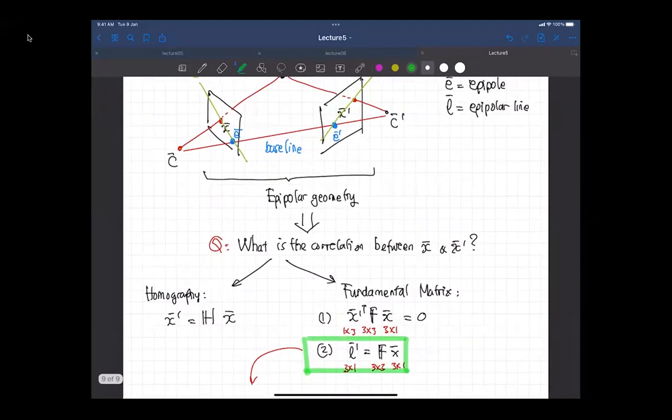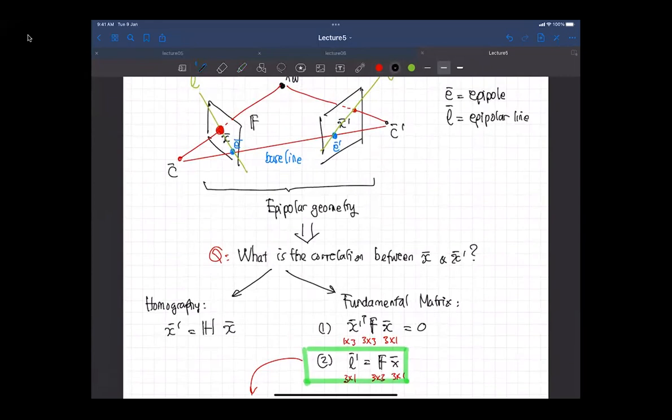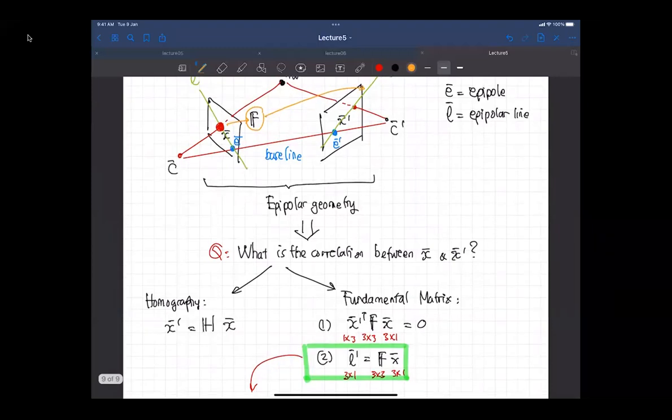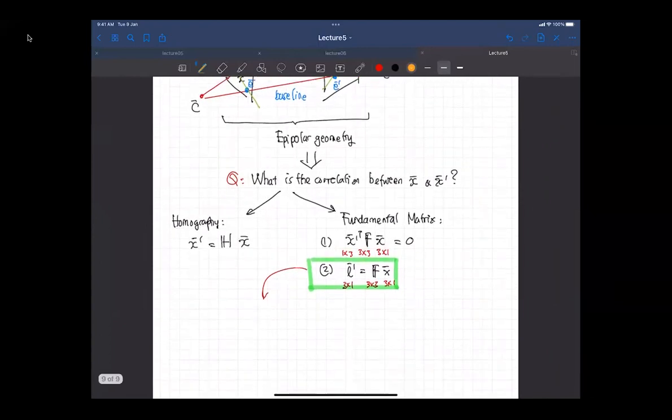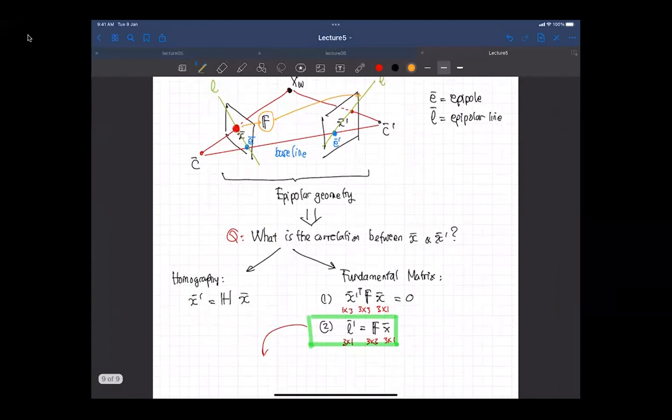It means what? If you have the point X here, the red dot, X bar, and assume that you have F, then you can transform this dot with F into the green line. So using F, you can transform the dot into a line on the other side. That's the meaning of this equation. You can get a line in the other side of the image only from a point. That will be very useful later on for the stereo system. I will tell you later on why this is important. But you know the geometrical meaning, right? You have a dot on one side of the image, multiplied with F, and suddenly you get a line on the other side. And this line will intersect with the corresponding point X prime.